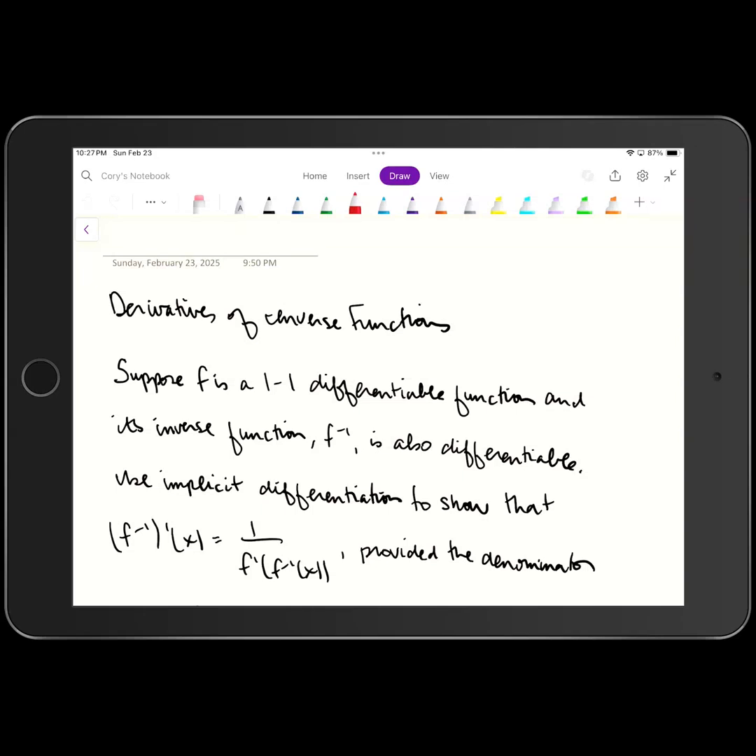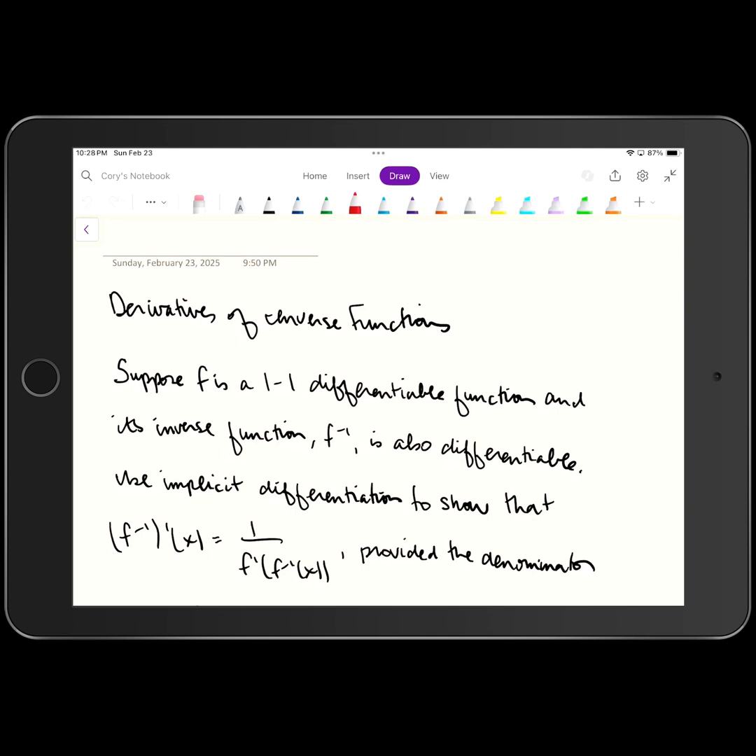Okay, so we're going to move on in chapter 8. This will be our last section of chapter 8, and the last bit of calculus we'll do until the very end of the school year when we get into chapter 11. Okay, so this section here deals with derivatives of inverse functions.